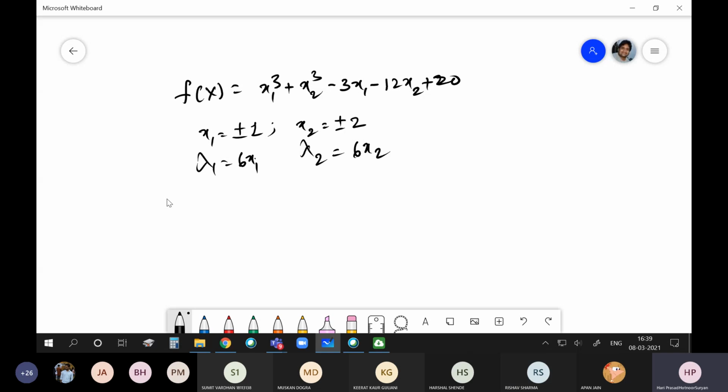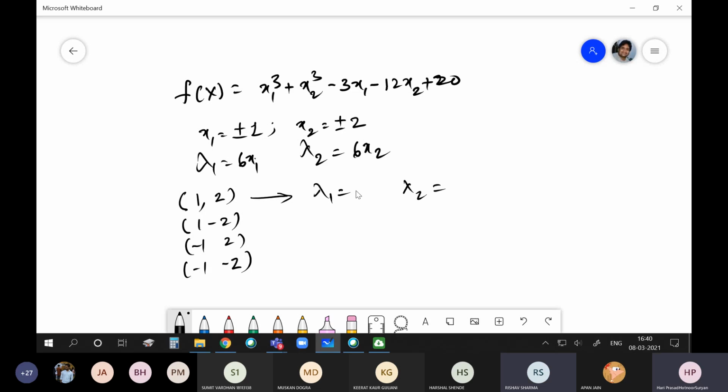Stationary points are those points at which you have 4, sir. What are those? 1 comma 2, 1 comma minus 2, minus 1 comma 2 and minus 1 comma minus 2, isn't it? Yes, sir. At this stationary point, what will be lambda 1 and lambda 2? Sir, we can calculate it by putting the values of x1 and x2. Lambda 1 will be 6 and lambda 2 will be 12.